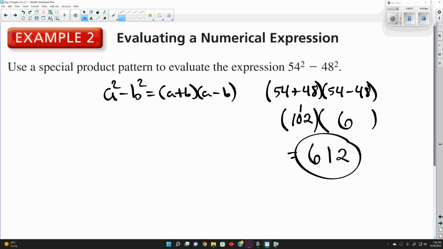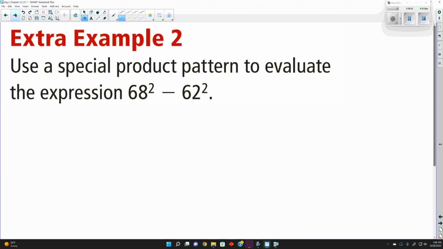Yeah. So let's say like 68, 62, you would add those together. Well, 68 plus 62 is?